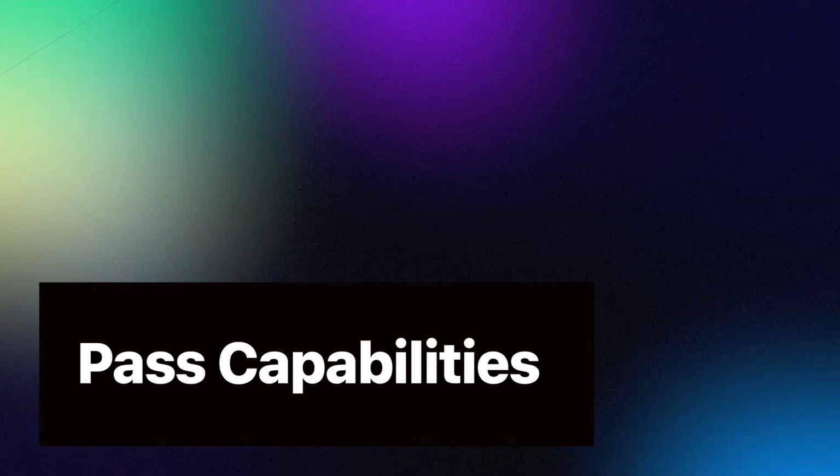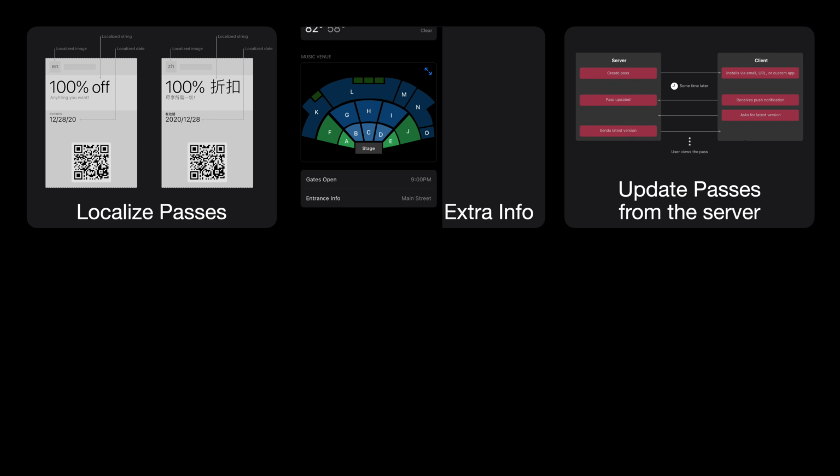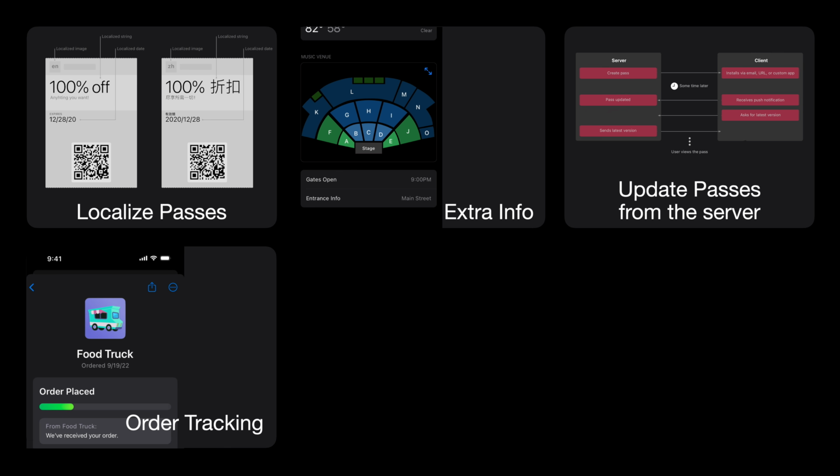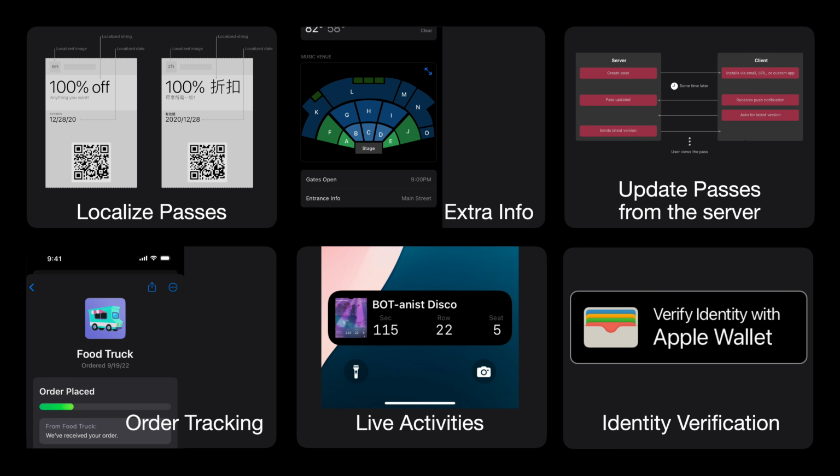Pass capabilities. As I mentioned before, Apple has tons of documentation about Apple Wallet passes because there's a lot you can do with them, which I cannot cover all in this video. You can localize your passes. You can add extra info for some pass styles, like events. You can add a server URL to the pass content, so Apple Wallet will communicate with your server to remotely update the pass if needed. You can use PassKit to track orders. You can have live activities and even request identity verification through the wallet. As you can see, there is tons to explore.